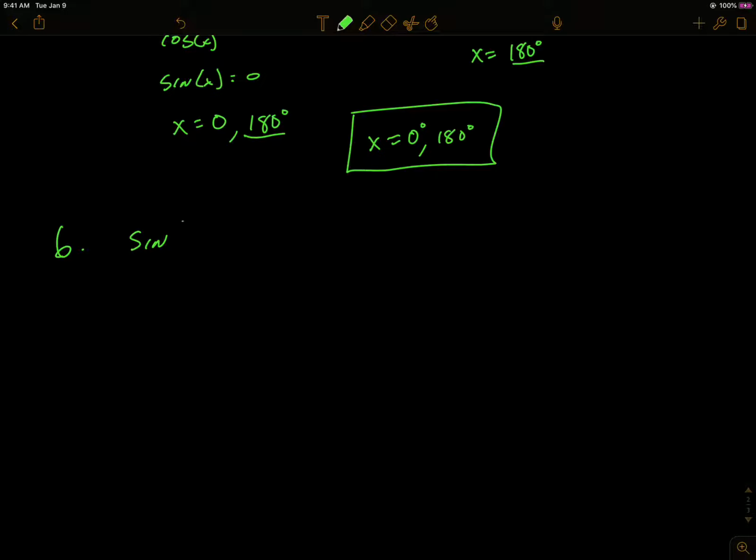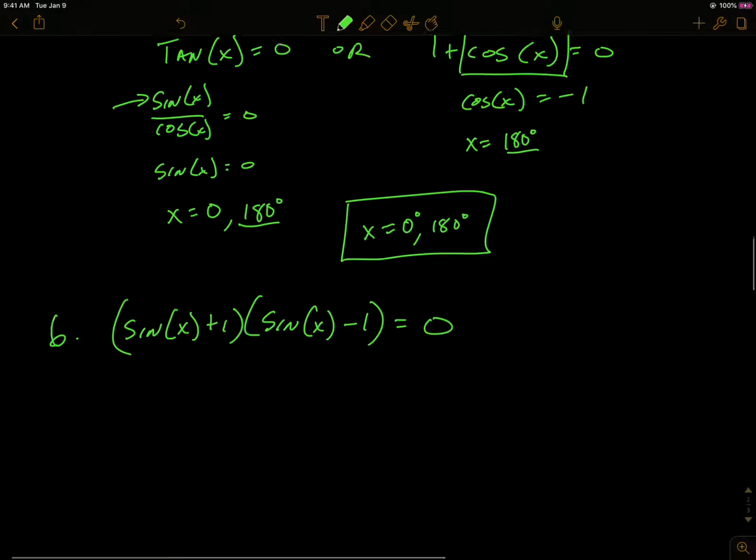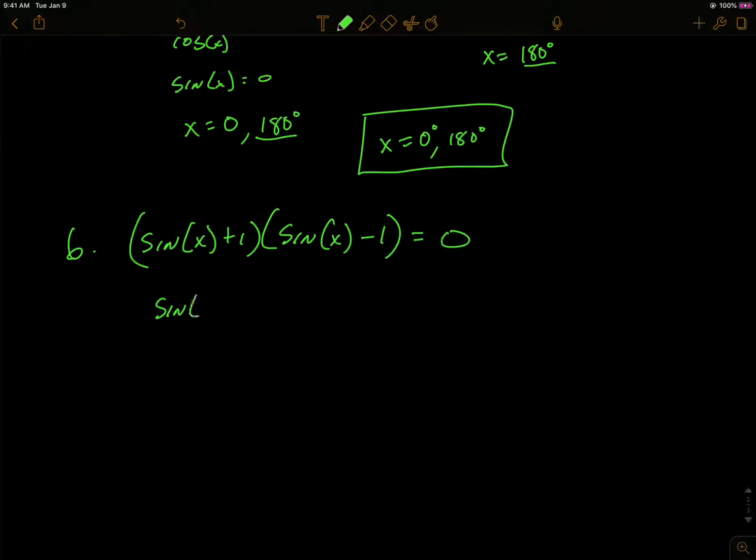What if one's already factored? This looks like it was maybe a difference of two squares. That's why I want to show you this one. All right, this one's already factored, so it's what we just did. So I can say sine of x plus 1 equals 0 by the zero product property, or sine of x minus 1 equals 0 by the zero product property, because if I have two things times each other equaling 0, my solution is where one or the other one is equal to 0.